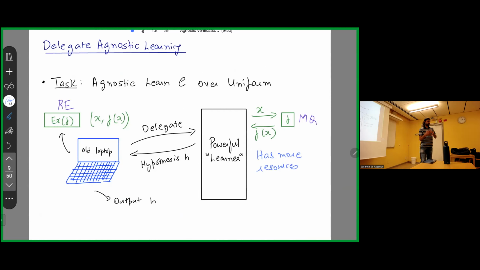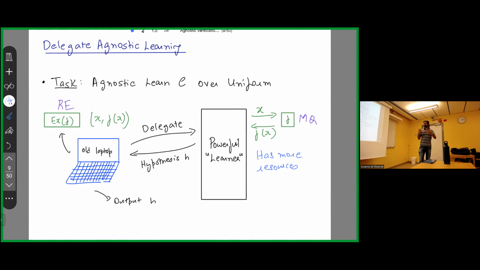And if agnostic learning is clear, then I'll move on to the setting where we work, which is delegation. So now I want to agnostically learn this class C over the uniform distribution, but I have this really old laptop, a 12-year-old laptop, which only has random example access. And now I'm going to delegate this task of agnostic learning to this big, powerful server out there, which has more resources and possibly has better access to the function, as we're using membership queries, and which claims that it can output a good hypothesis to me.